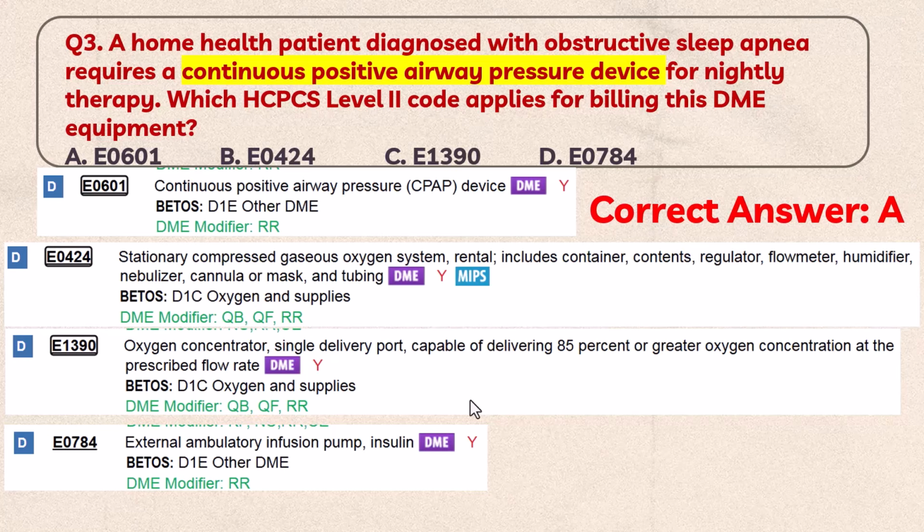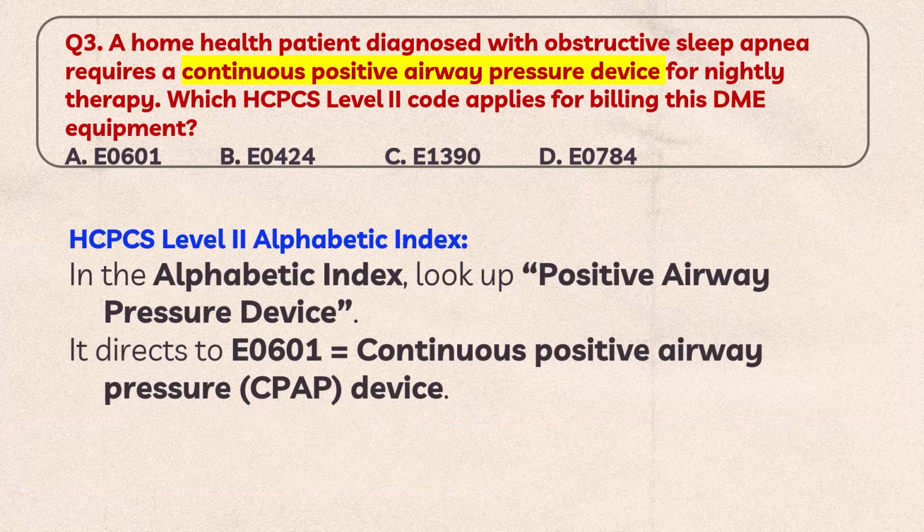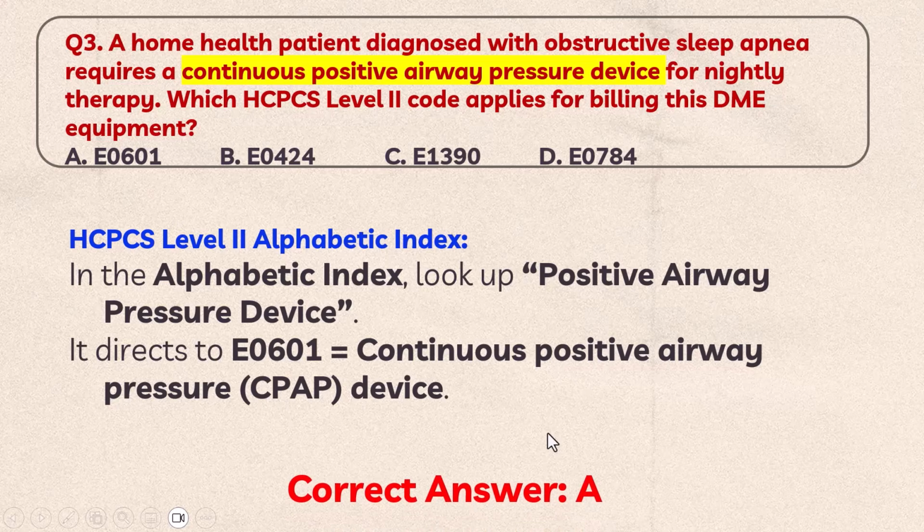So if you are using the HCPCS alphabetic index, first you have to go to the index and look up the positive airway pressure device. It redirects you to the E0601 code, that is continuous positive airway pressure device. So the correct answer will be answer A.